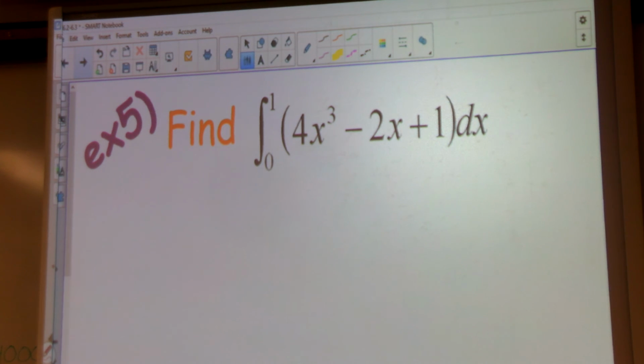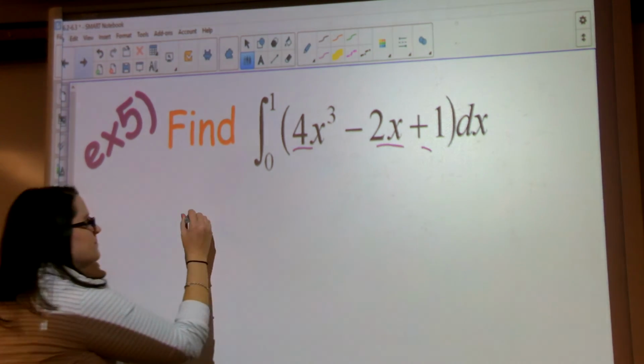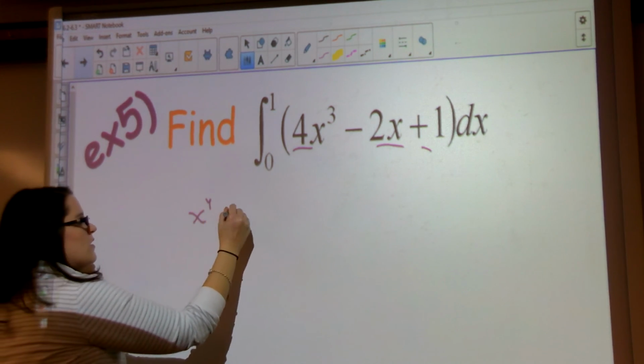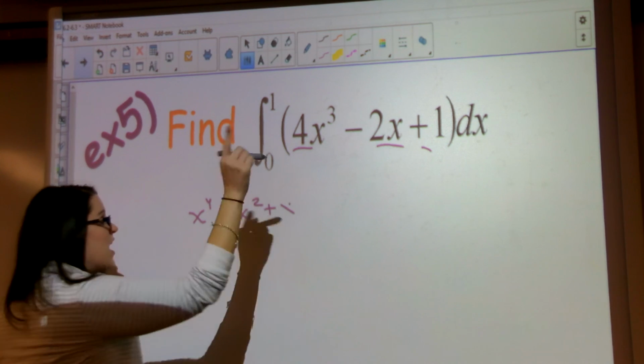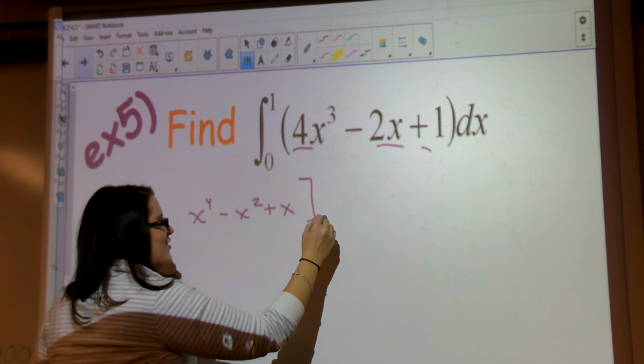Here we go. What's my antiderivative of each piece? X to the fourth minus X squared plus X. Plus C. Now, I'm not going to put a plus C, and you'll see why in a minute, because it's not indefinite.